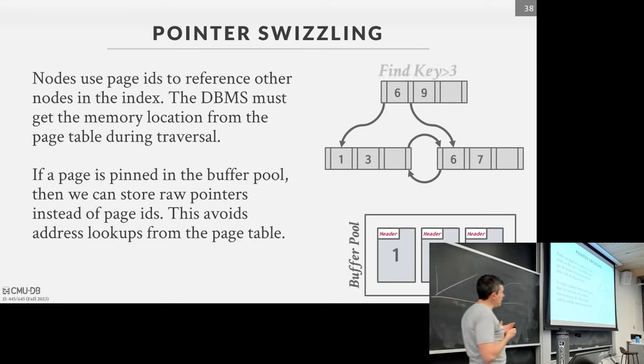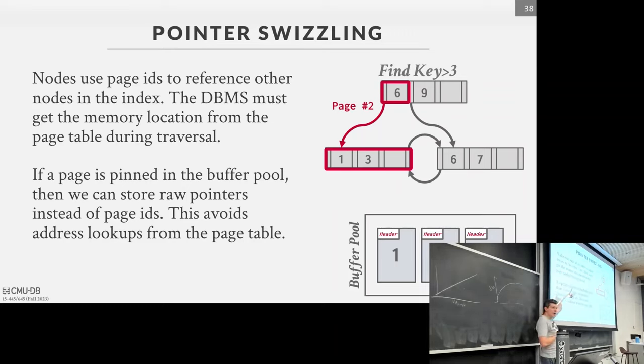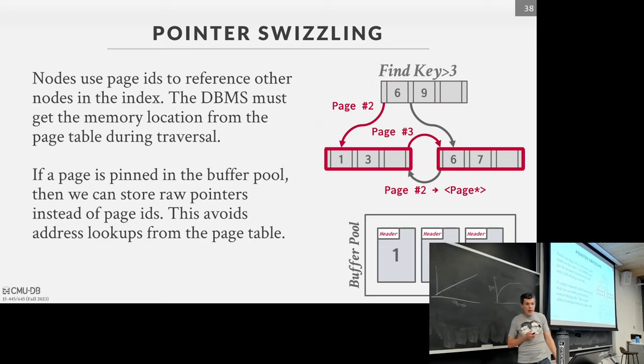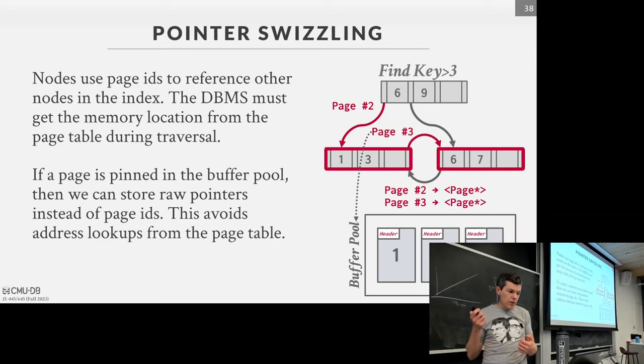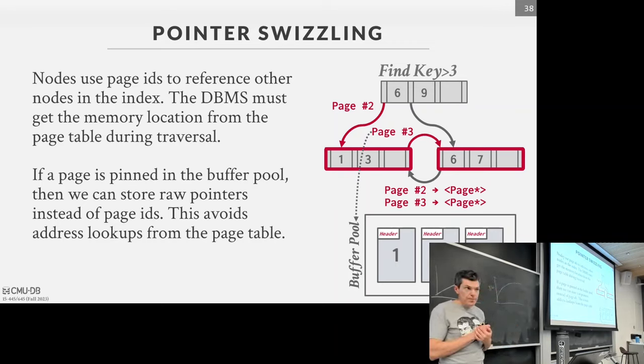So if I want to find keys greater than 3, I start at my root node here, and I look at the keys and decide whether I want to go left or right. In this case here, I want to go left, but then the value in this node is going to be the page number, so page 2. So now I have to go to my buffer pool and say, okay, give me the pointer to page 2. And likewise, when I'm at the bottom here, I want to scan along the sibling nodes. All right, I go from page 2 to page 3. I have to go back to the buffer pool.